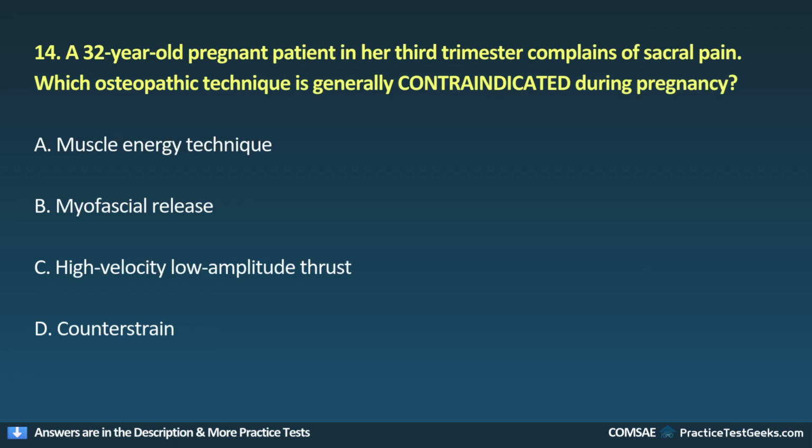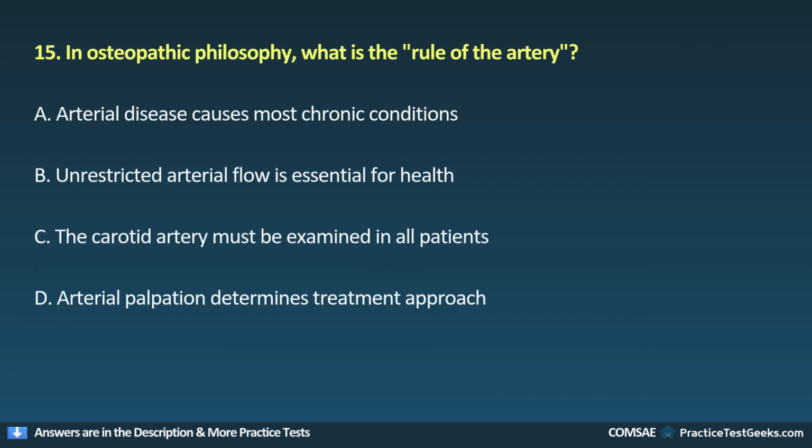14. A 32-year-old pregnant patient in her third trimester complains of sacral pain. Which osteopathic technique is generally contraindicated during pregnancy? A. Muscle energy technique. B. Myofascial release. C. High-velocity low-amplitude thrust. D. Counterstrain.